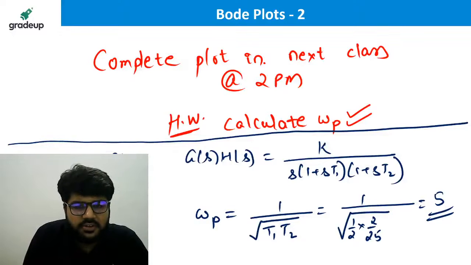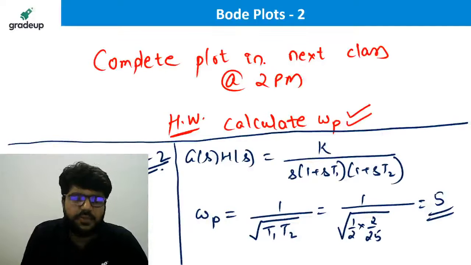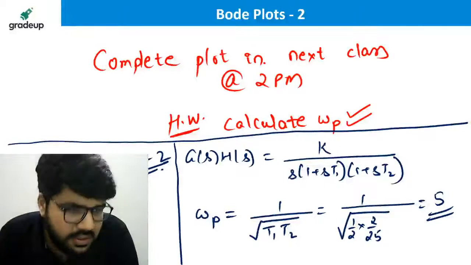So from here actually we are starting our class number 2. Omega p is 5. I asked you to calculate this.